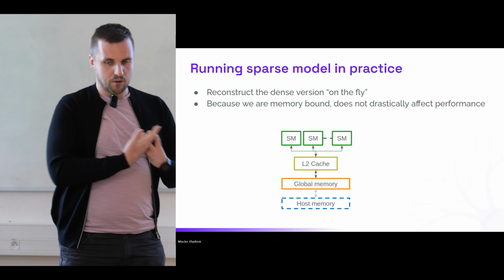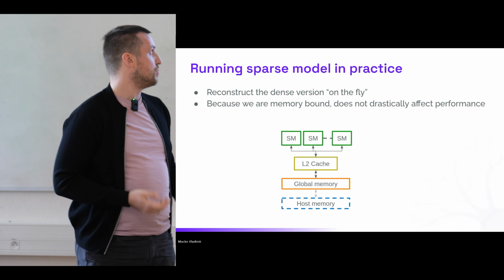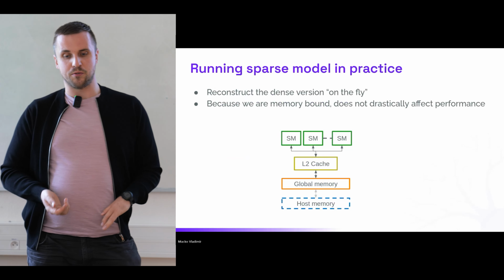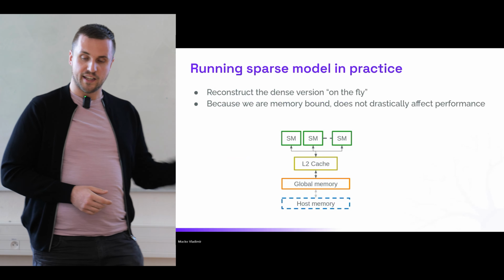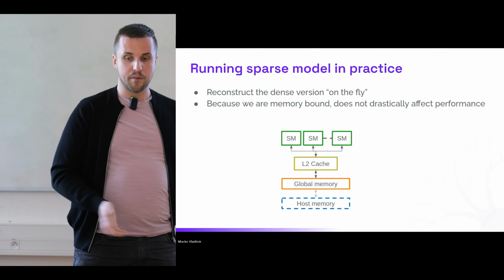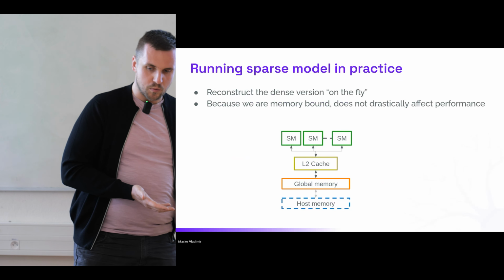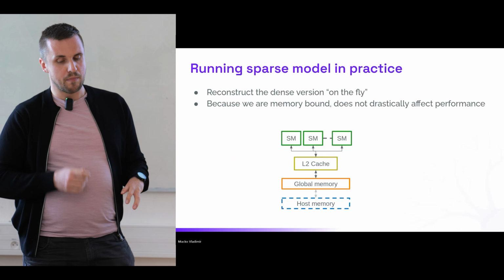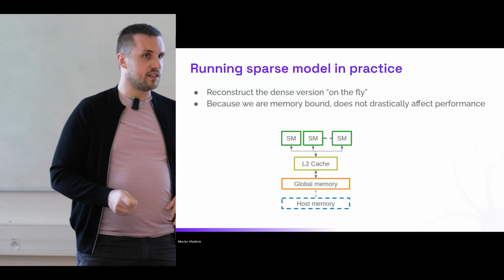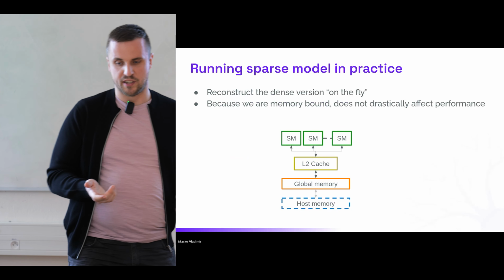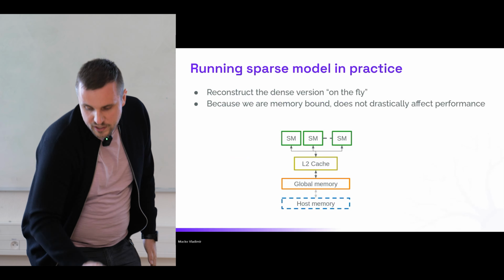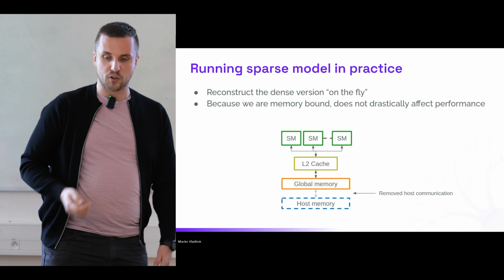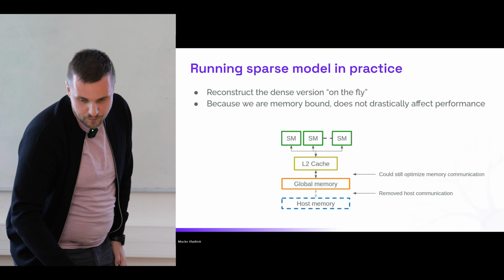And the question is how to actually perform the matrix multiplication. It turns out that the easiest way to do it is to just reconstruct the dense matrix on the fly. And because we are still in global memory, we don't need to communicate with the host. And because we are memory bound, not compute bound, the set of additional operations actually doesn't matter that much. So we already made it faster because of this, because we removed the need for communication with the host.